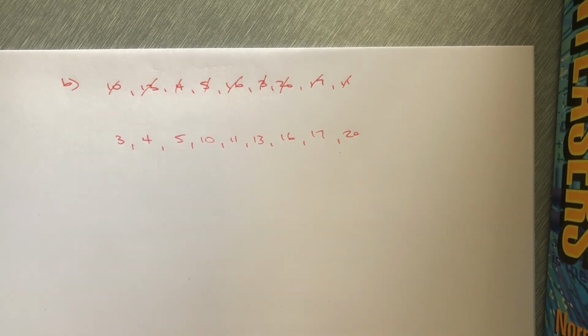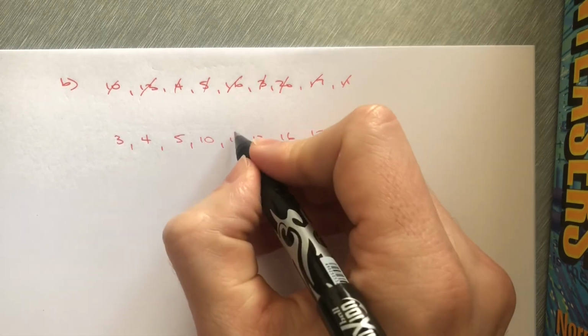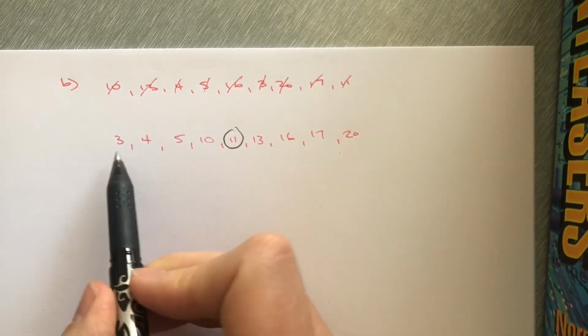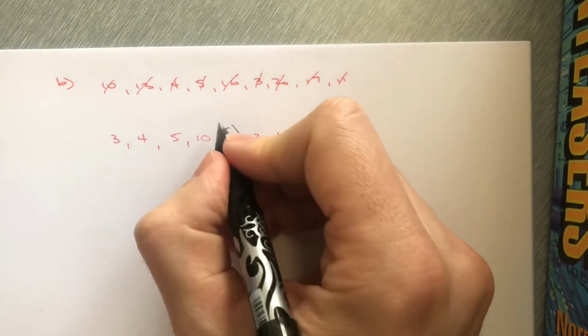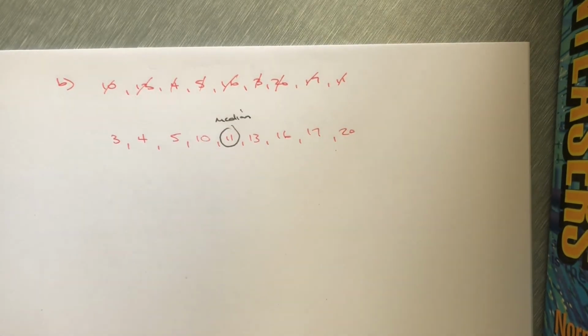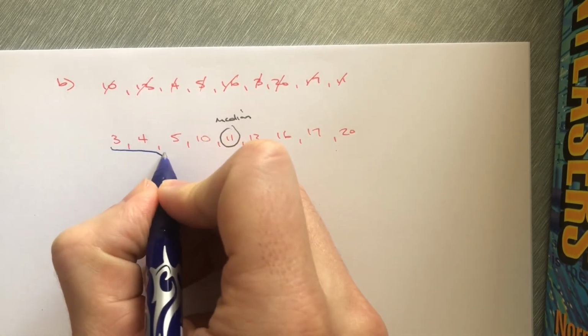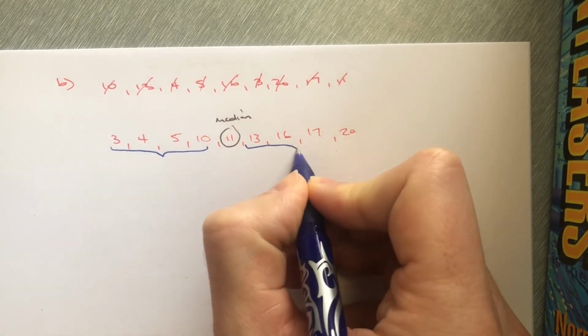So we want the median, which is the middle number. So if I choose this one, we can see that we've got 4 on one side and 4 on the other side. So that's our median. And we've split this data into 2. So we've got this lower half and the upper half as well.